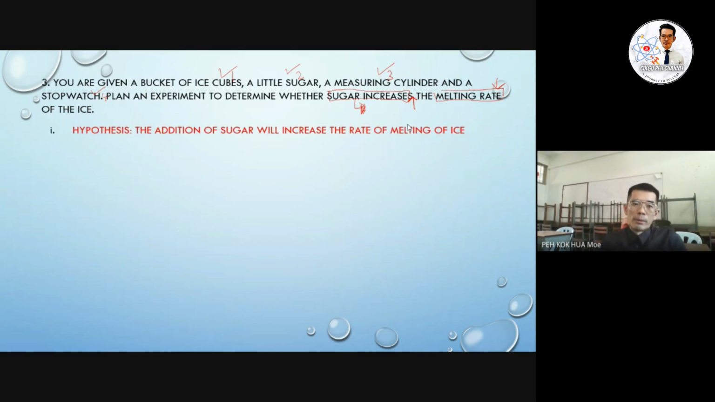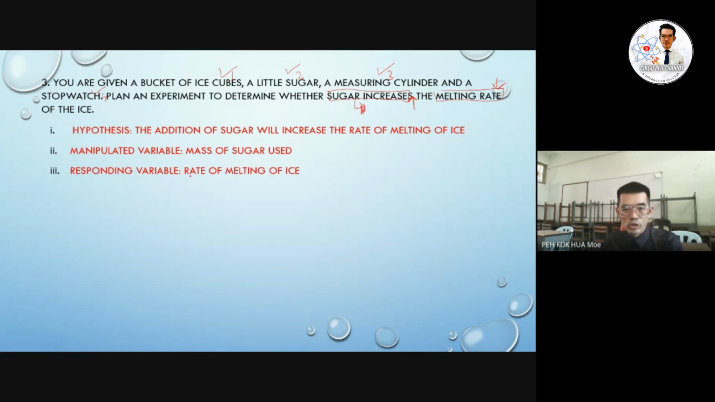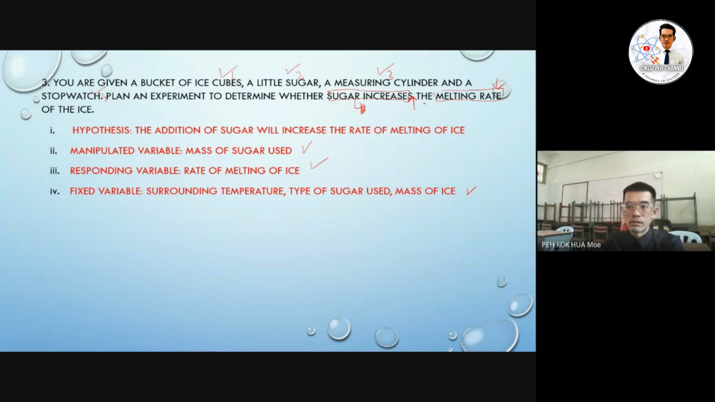So the hypothesis: the addition of sugar will increase the rate of melting. So this is expected because of, okay, let's see what the answer is here. The next is the mass of the sugar used, and then the rate of melting of ice. The fixed variables are temperature, type of sugar used, and mass of the ice. This is the reverse of what I expected, actually, but it is a good answer.